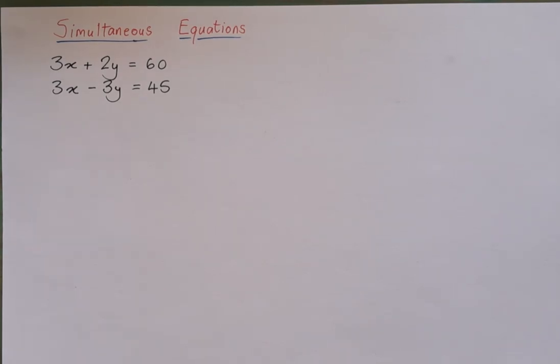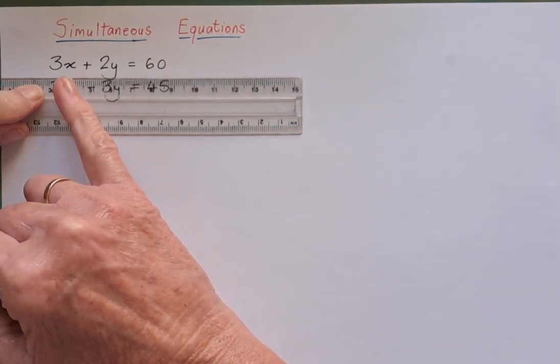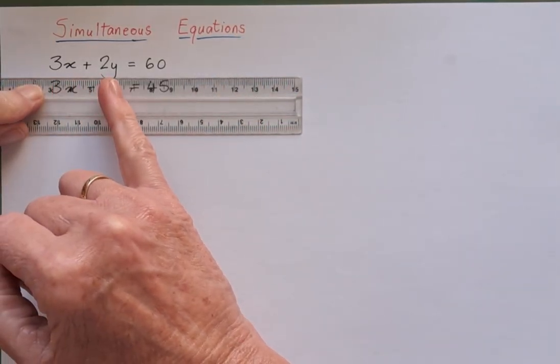To end off this section on linear equations, let's have a look at simultaneous linear equations. If we have a look at one of the equations that we've been given, we see that we've got not one variable this time, but two different variables.